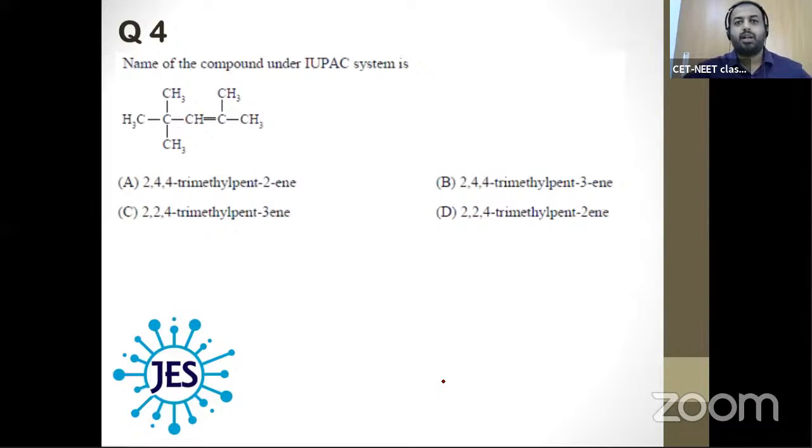So please mention the question number and then the option in the chat section when you are sending in the answers. Okay, carefully look at this compound and name it. Revise all the rules that we had discussed. Yes, and then name it. Yeah, and send in your answer in the chat section also.